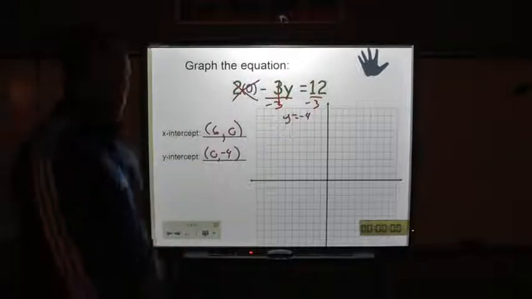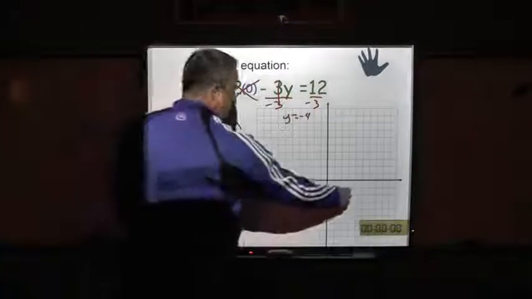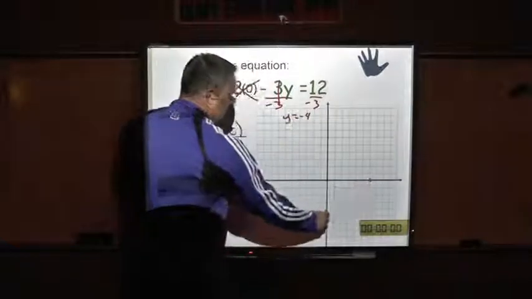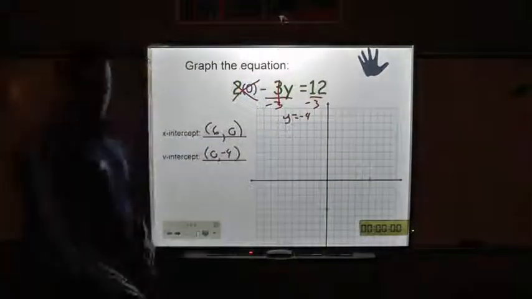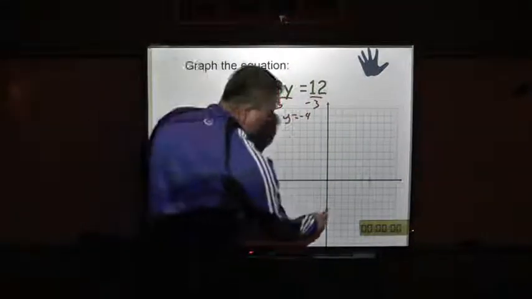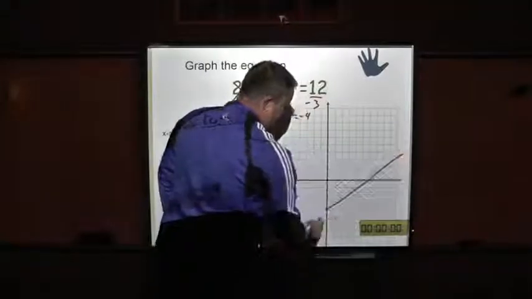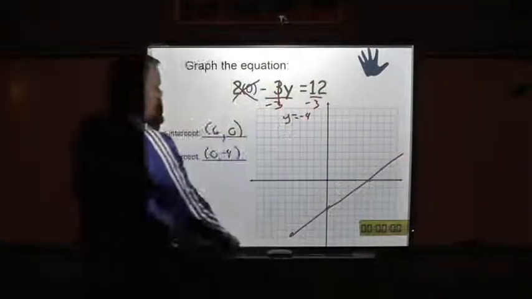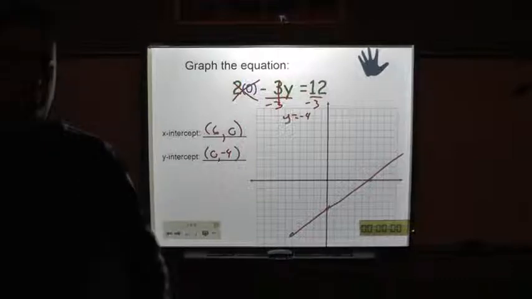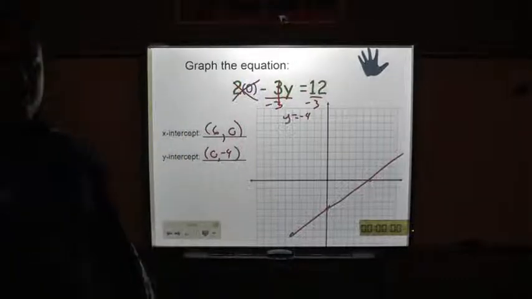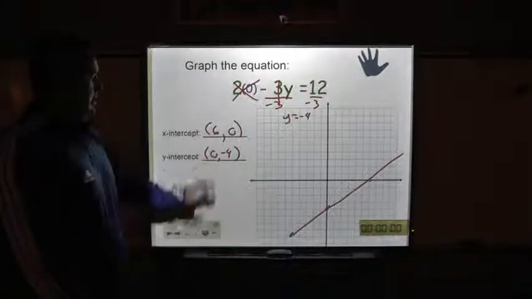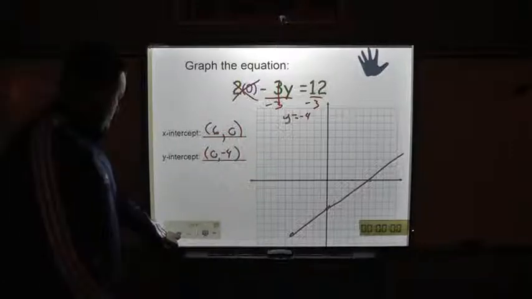Now, graph it. Plot the point 6, 0. Plot the point 0, negative 4. Draw a line through them. There you go. You just drew a line from the equation 2x minus 3y is equal to 12. Find the x and the y-intercept, you can do that.